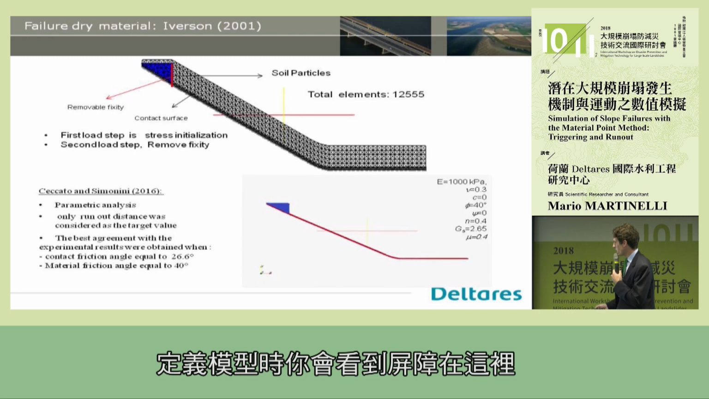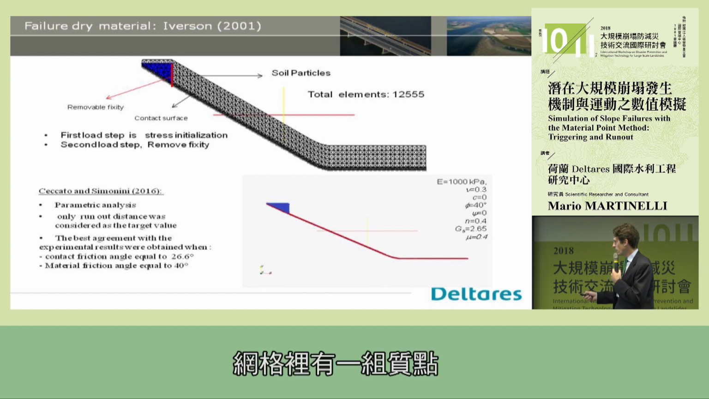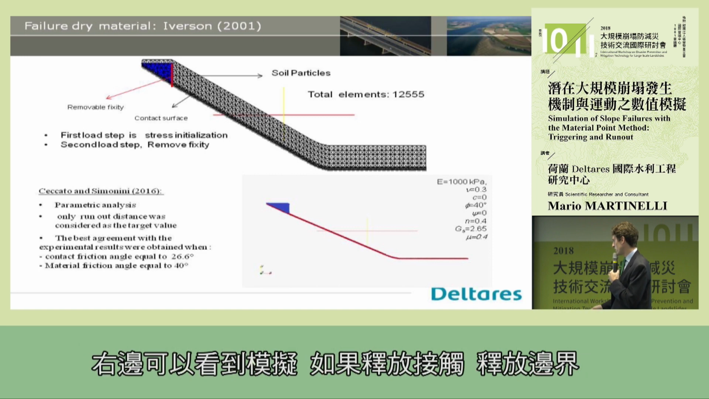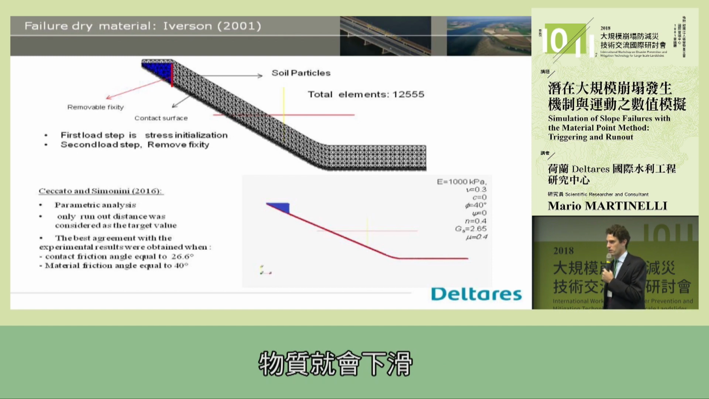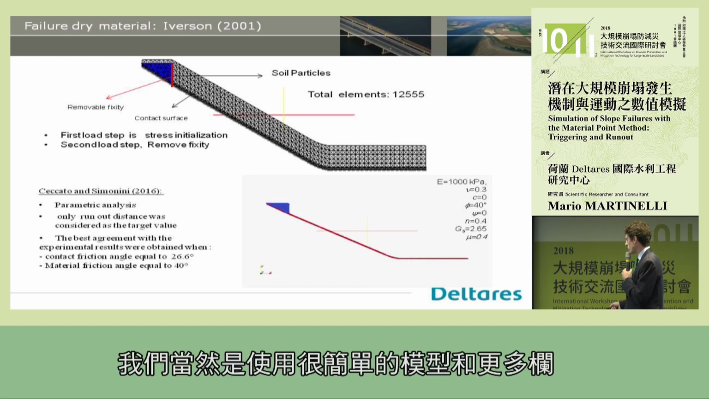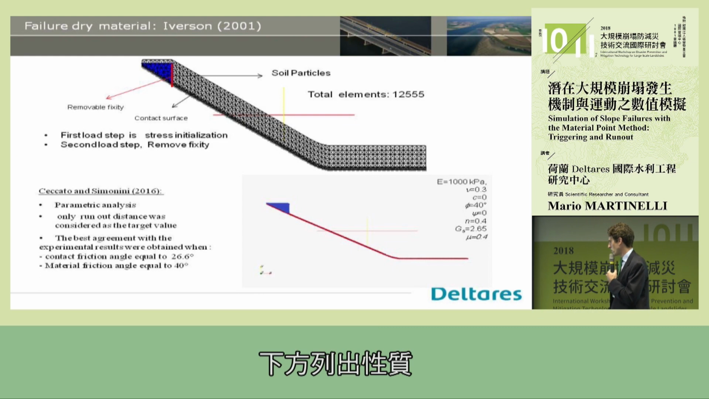Of course, we define a model. You see a barrier here, a set of material points, and the mesh. At the bottom of the mesh, you have a contact that has given properties. And you see on the right side here the simulation. You release the boundary, and then you see the material moving downward, reaching the equilibrium here at the end. Of course, we use a very simple constituent model, a Mohr-Coulomb, and we had certain given properties here at the bottom of the domain.